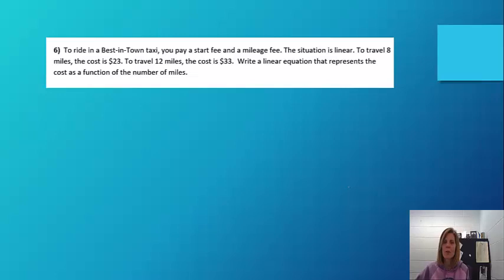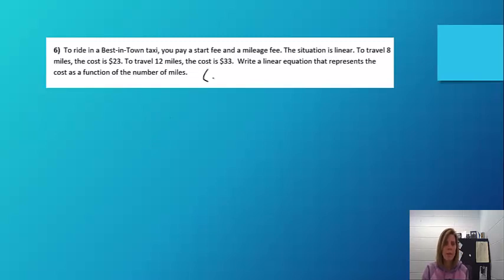We don't want to forget those story problems in real life situations. So here we go. To ride in a best in town taxi, you pay a start fee and a mileage fee. So for just getting in the taxi, you got to pay something. The situation is linear. To travel 8 miles, the cost is $23. To travel 12 miles, the cost is $33. And that might seem a bit steep, but I believe in big cities that actually you're going to pay that much. Write a linear equation that represents the cost as a function of the number of miles.